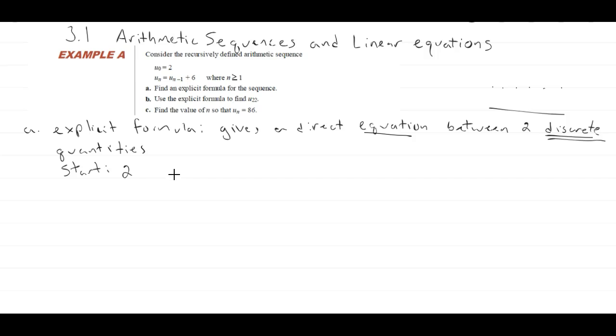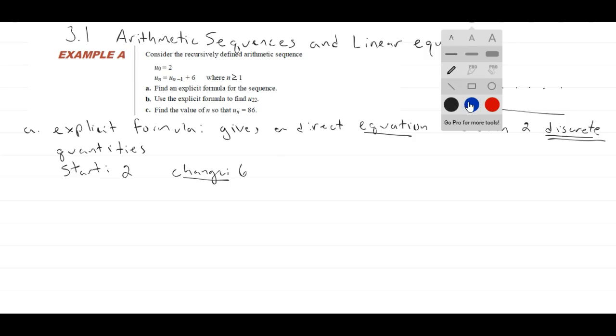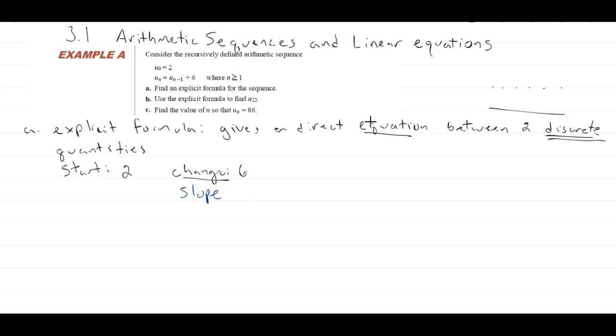And what are we going up by? How much do we change? We're changing by 6 every time, right? Okay, so when we say change, what we can really think of here is you can think of change as the slope of a linear equation. And you can think of the start as the y-intercept.